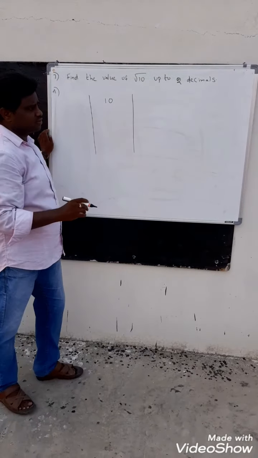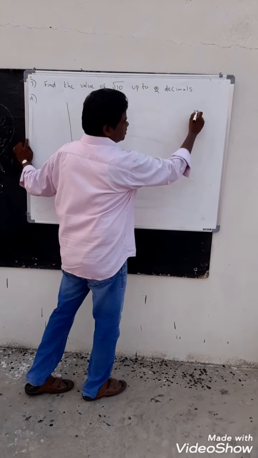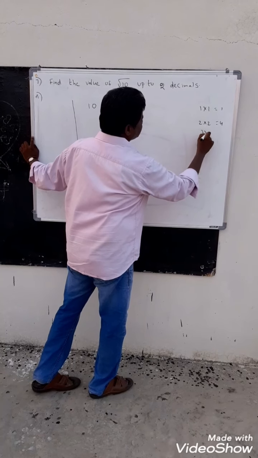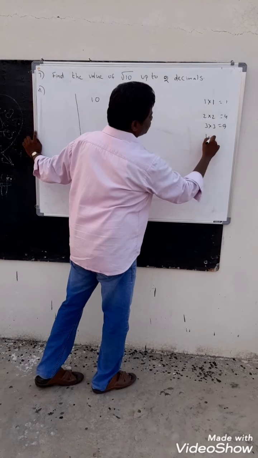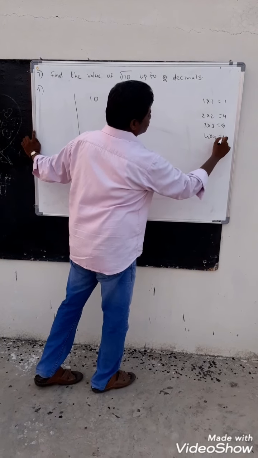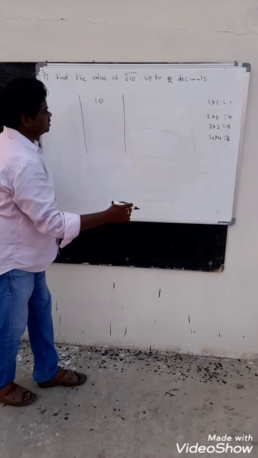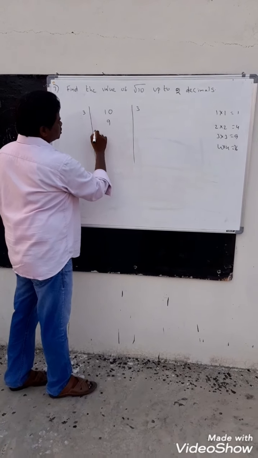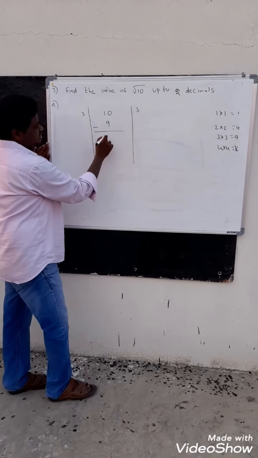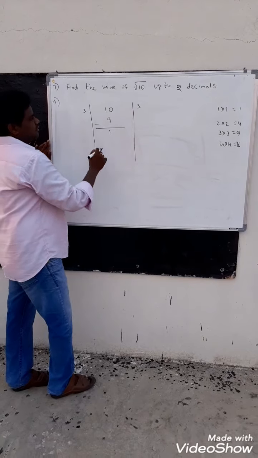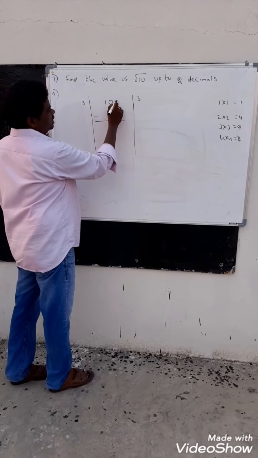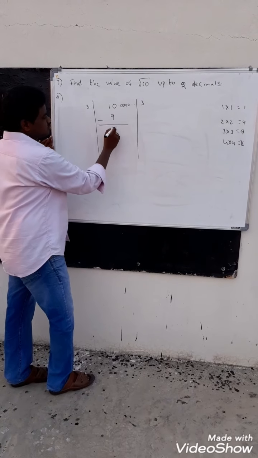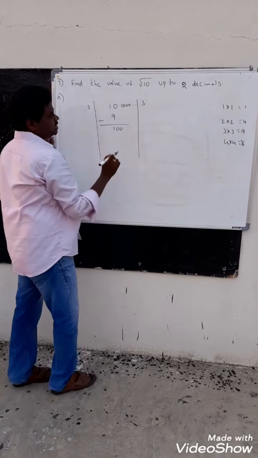First you have to check, as I already told, perfect squares. Perfect square means 1 into 1 equal to 1, 2 into 2 equal to 4, 3 into 3 equal to 9, 4 into 4 equal to 16. So 16 will go too big. That's why you have to keep 3 3s are 9. So you have 10 minus 9, which is 1. After that, 10 means already I told 10.000 and so on. So you have to bring 2 zeros and keep the point here.